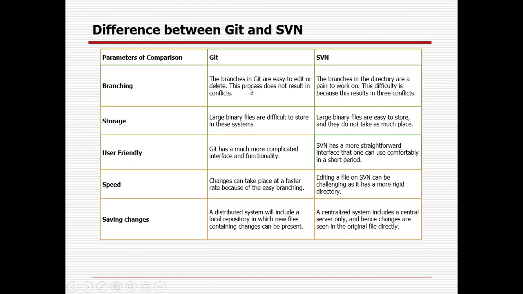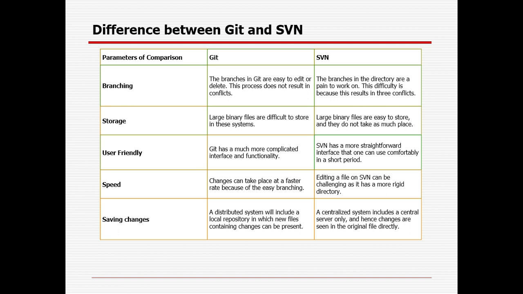Branching. The branches in Git are easy to edit or delete. This process does not result in conflict, whereas branches in the directory are a pain to work on in SVN. This difficulty is because this results in multiple conflicts. Storage. Large binary files are difficult to store in this system. So there is a limitation on binary files. Whenever there is a binary file, it creates some problem in Git. Whereas in SVN, large binary files are easy to store and they do not take much place also.